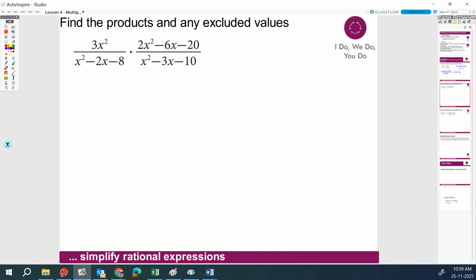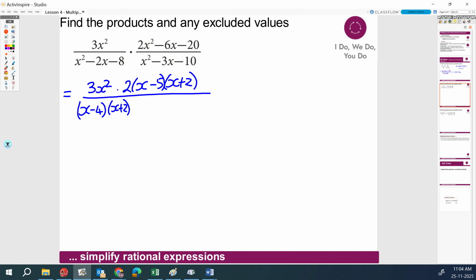I'll pause the video. Alright, let's have a look at our factorization. So we want to start by factoring. This one's going to be 3x squared, and then we're going to get 2x minus 5x plus 2, and then here we're going to get x minus 4, x plus 2, and then here we're going to get x minus 5, x plus 2.